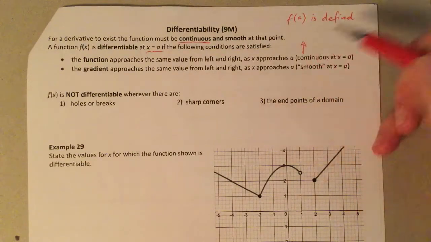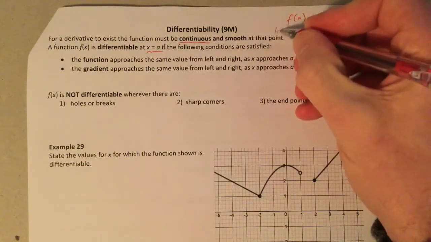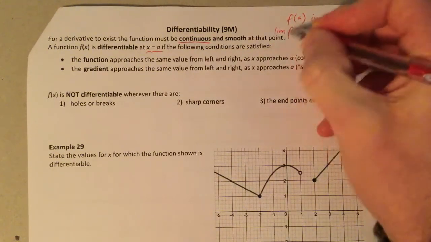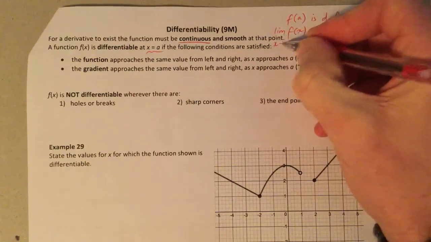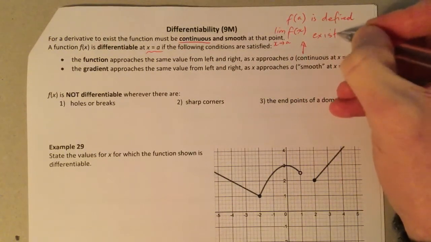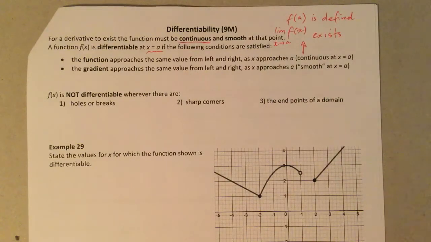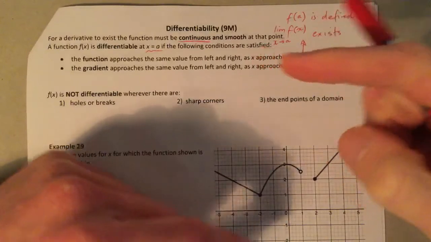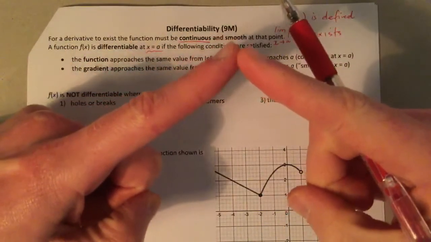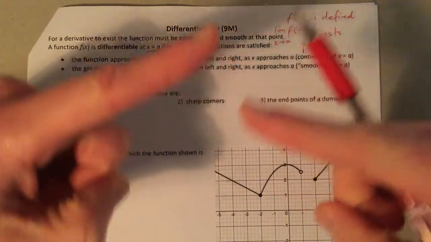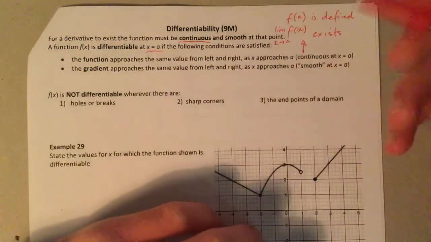And it also means that the limit of f of x as x approaches a exists. Which from the last video you might remember means that as we approach from the left-hand side and from the right-hand side, we have to be approaching the same thing. So the lines have got to be meeting up when x is equal to a. We can't have a jump or a big gap or an asymptote or something like that.